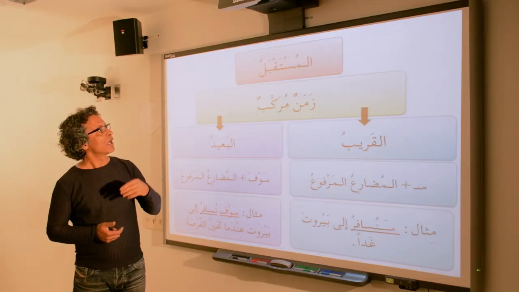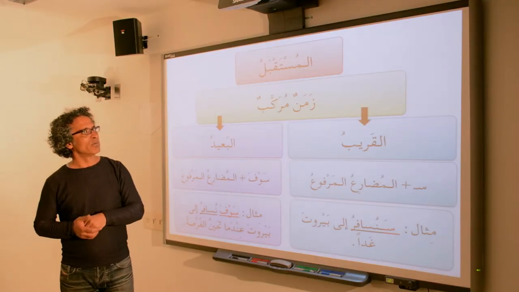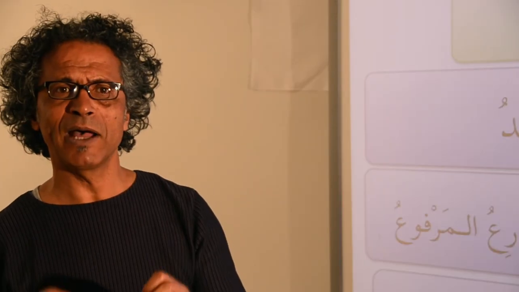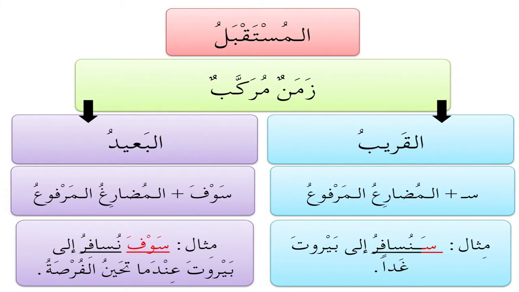يعني the future. المستقبل زمن مركب. It's a compound tense. وللمستقبل نوعان القريب والبعيد. Near future and far future. Now look at the examples we have.